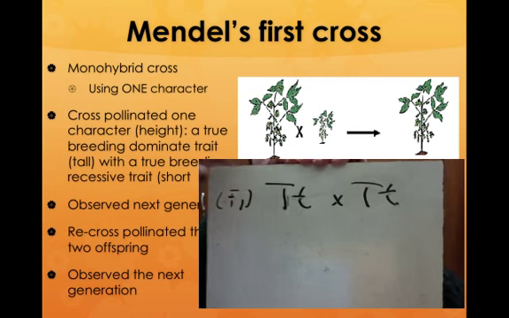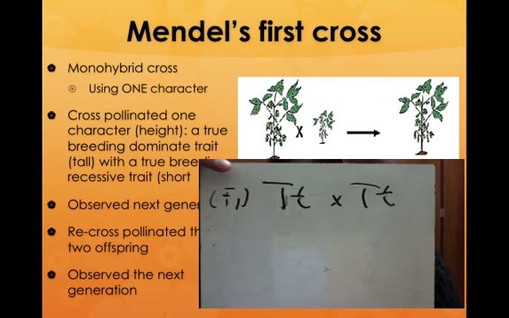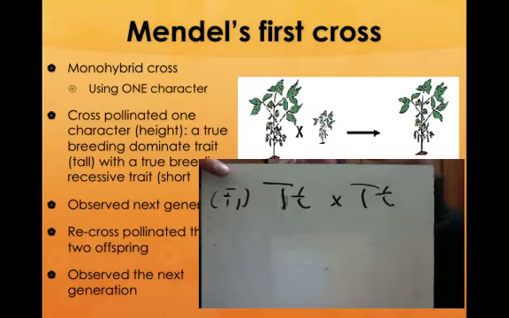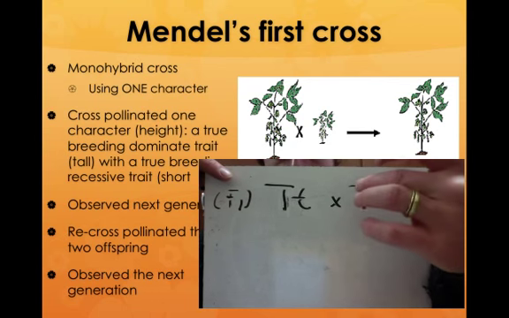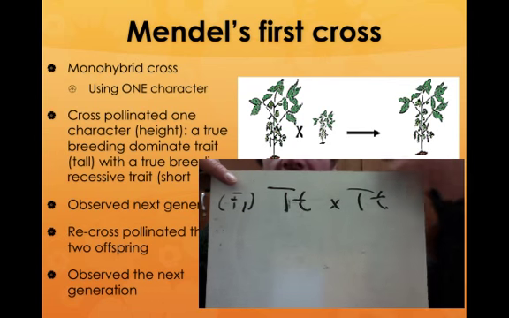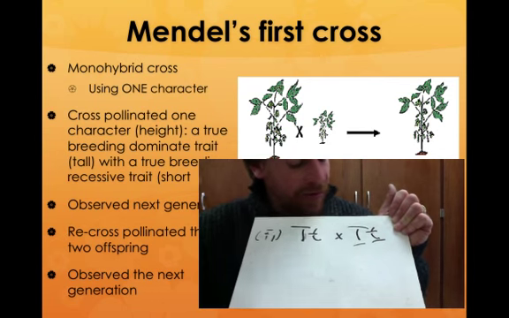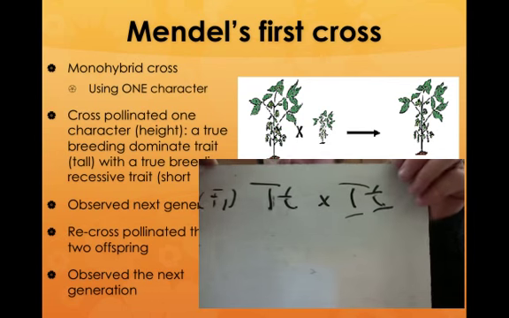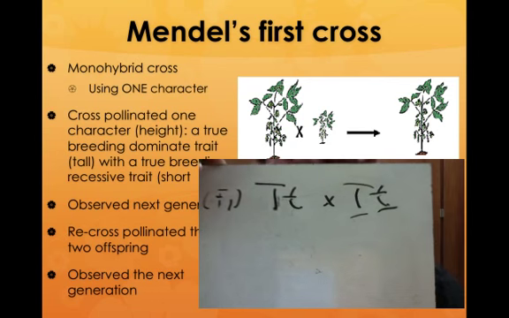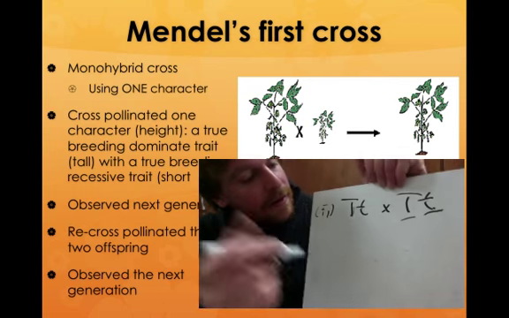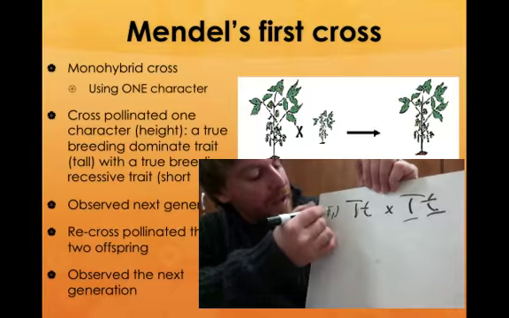Now, he did not know that these were the genotypes, all right? He didn't know that, but this is what they had to be, because the short plant was only donating this allele, the tall plant was only donating this allele. So all the offspring were the same. He didn't know the genotypes yet. Then he crossed these two in the F1.